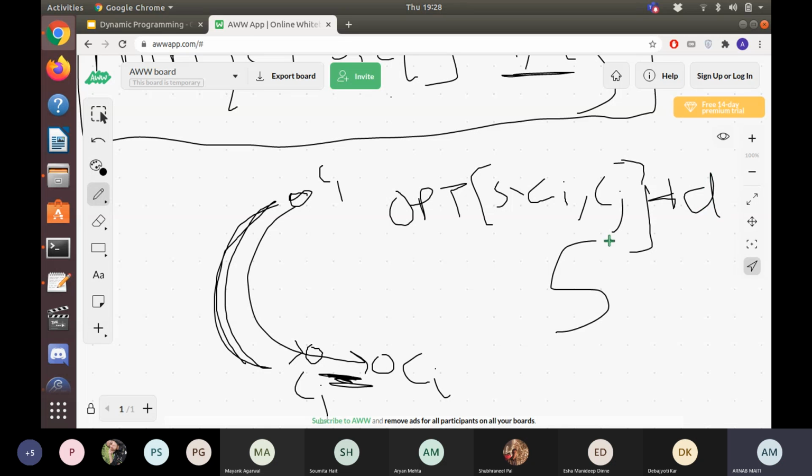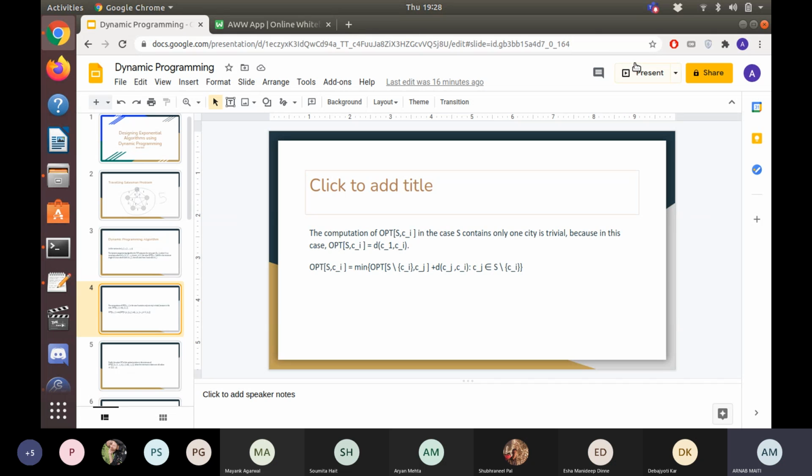But the main question is we don't know what that Cj will be. So we take all possible Cj values. You take all the elements in S and assume that particular vertex is Cj, calculate the values, and then choose the minimum value among them. So this is what is being done here.